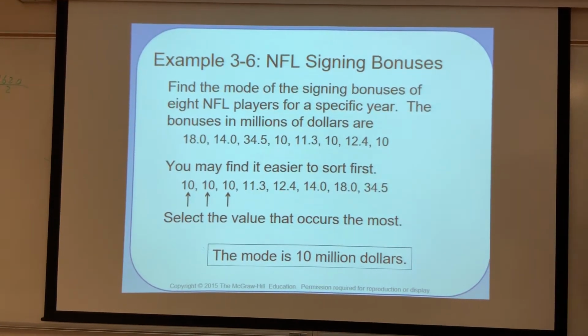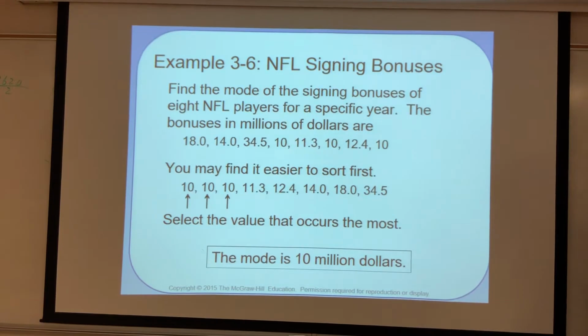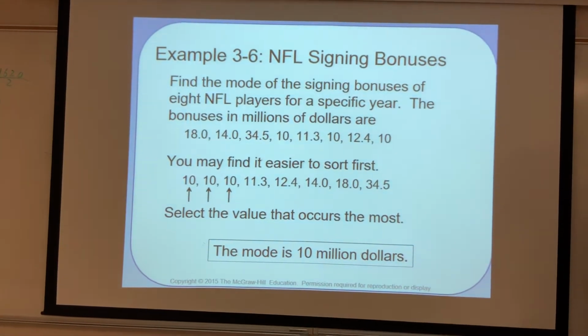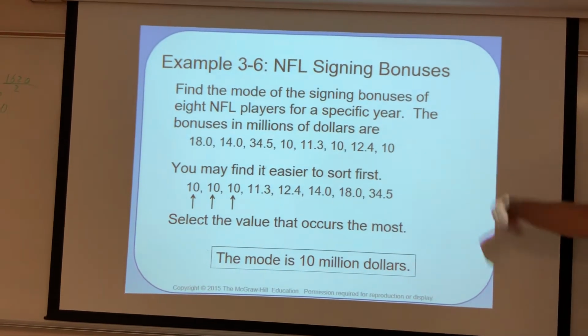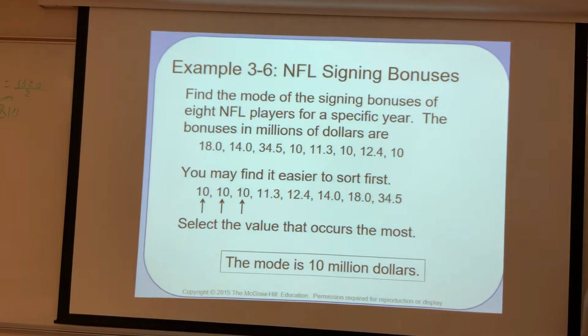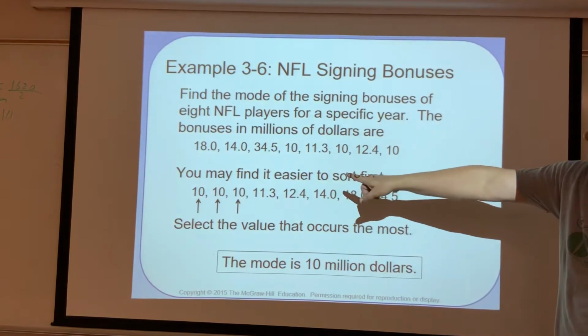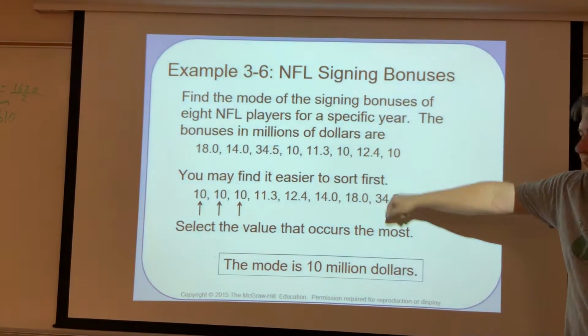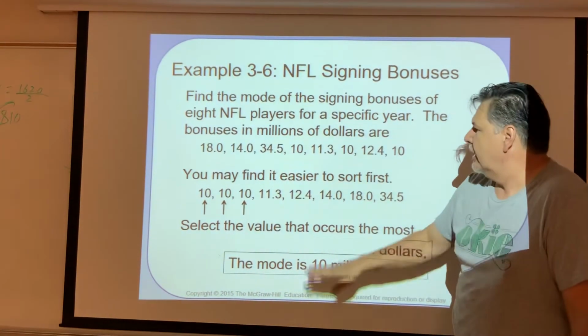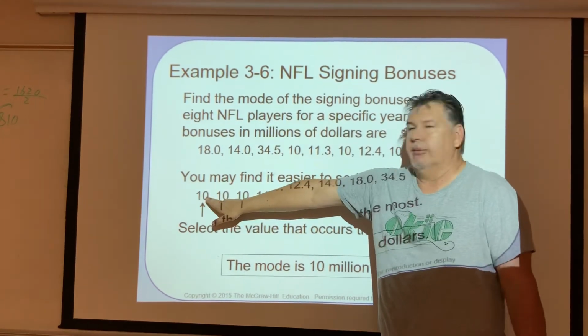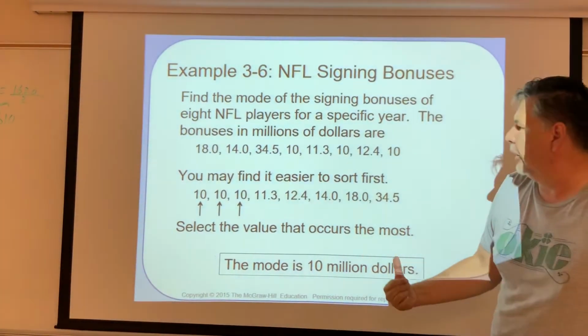And like I say, you have these so you can go over this stuff. Here's an example. It wants us to find the signing bonuses for NFL players for a specific year. The bonuses are in millions of dollars, must be nice. It wants us to find the mode here. You may find it easier to sort the data. Yeah, I do that all the time. As you can see, they sorted the data from low to high, which is what I do as well.